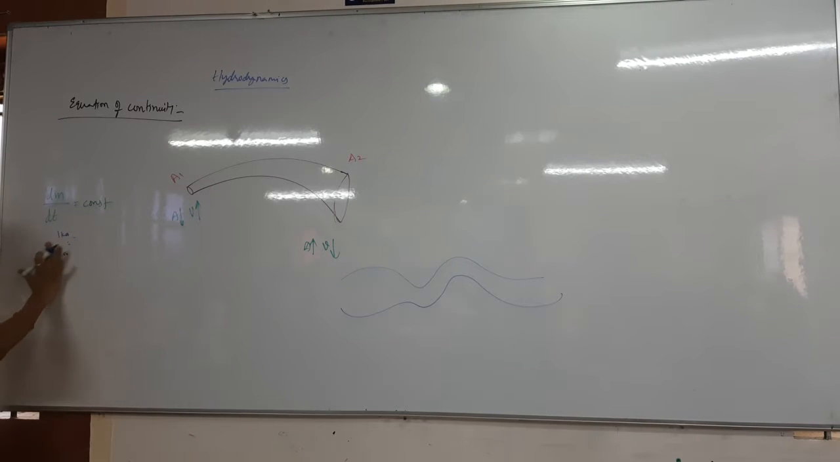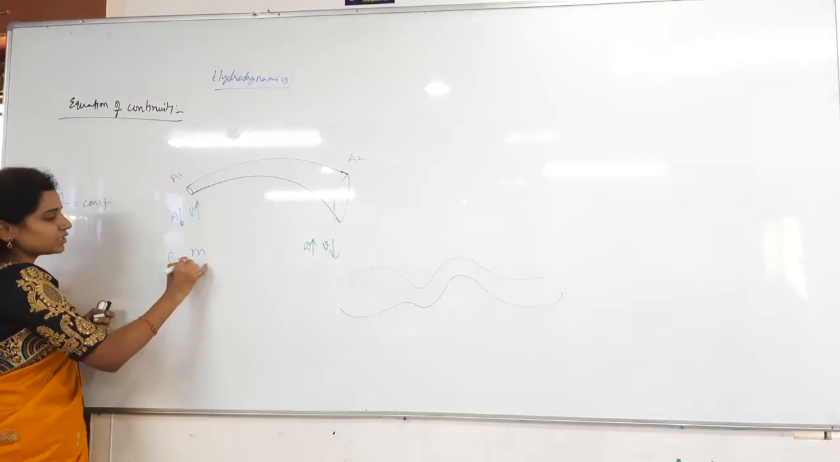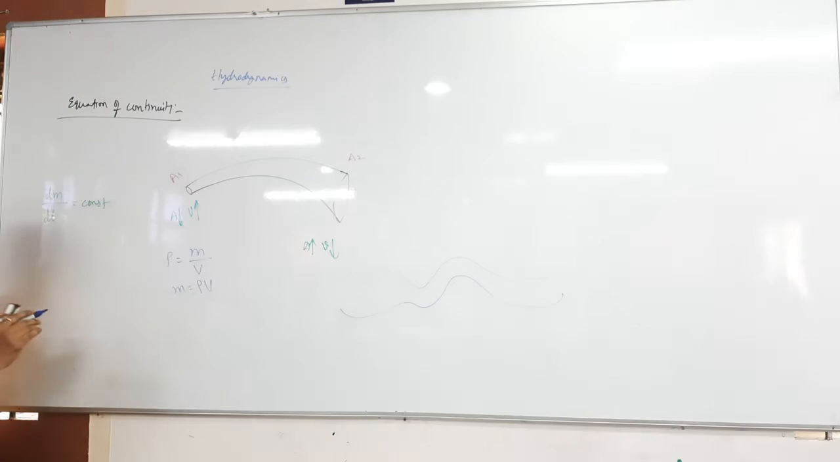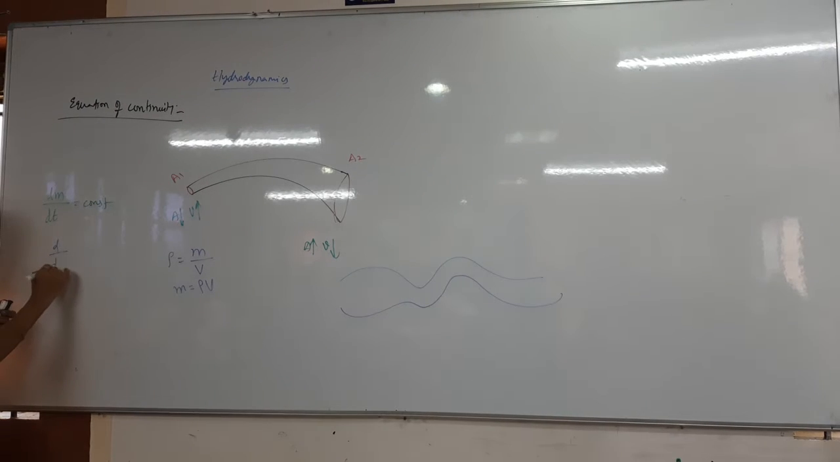Here dm by dt, what will come? I want to get the mass in terms of density, obviously. So rho is equal to, what is the formula? Mass by volume, and then mass is equal to density into volume. So d by dt of rho into V is equal to constant.